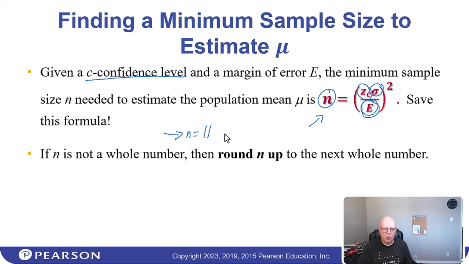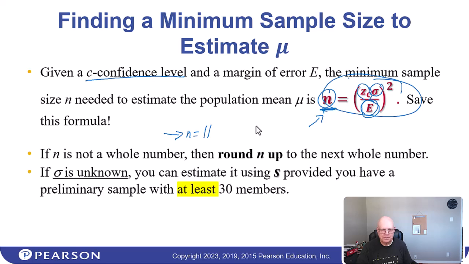Don't forget, whatever number you get from this, if it's not a whole number, always round it up, never round it down, because this is the minimum number you need. If you don't know the standard deviation, then make sure that your n is at least 30 members. Your sample size is at least 30.